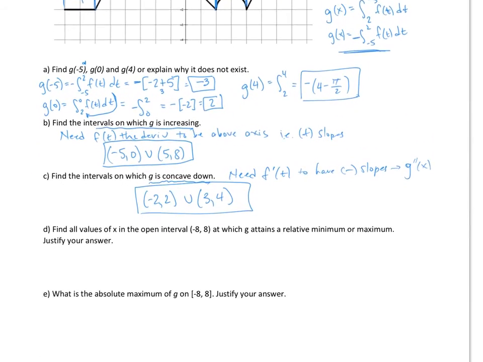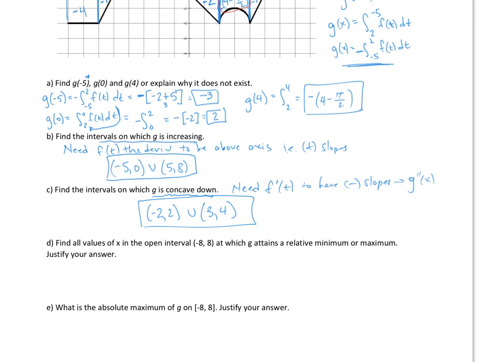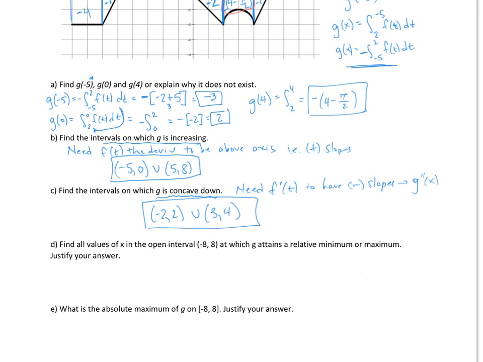All right, moving on. So, right here, find all values of x on the open interval from negative 8 to 8 at which g attains a relative minimum or maximum, and then we need to justify our answer. So, what this is asking is we need this function f, which is g prime, to change. And we know that it's going to change from negative to positive at x equals negative 5. Let's take a look why at our graph here.